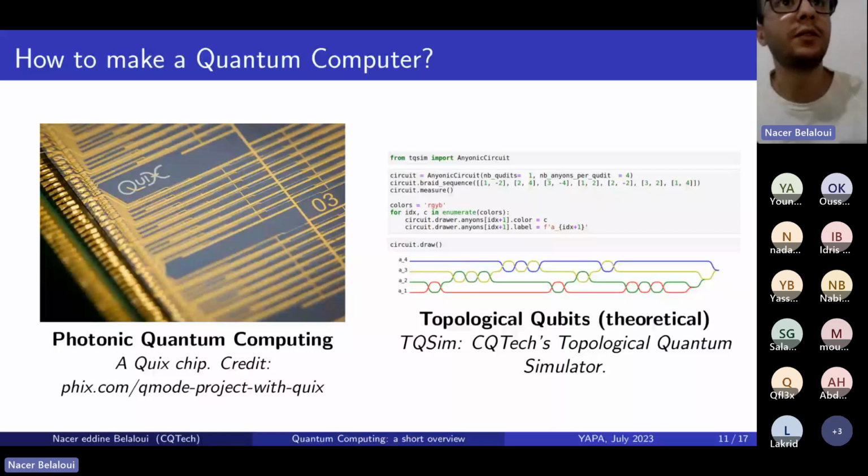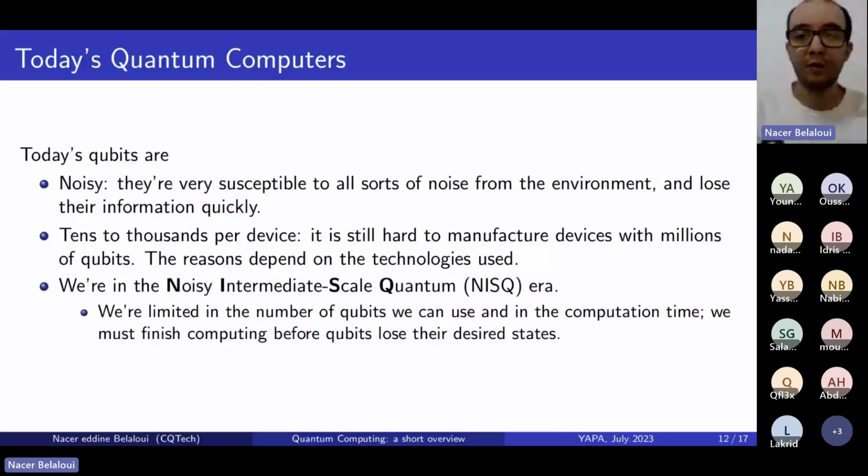Okay, so we've seen 4, 5 technologies. 4 of them are currently implemented, except for the topological one again. Now, what's the state of quantum today, or what's the state of computers today?